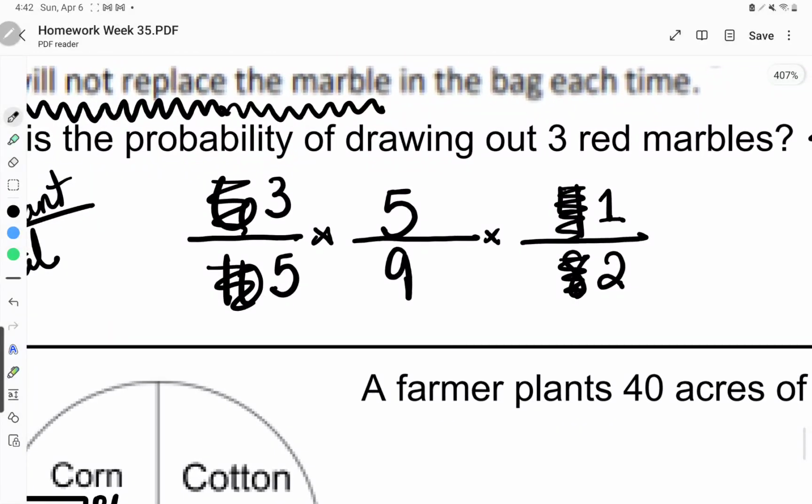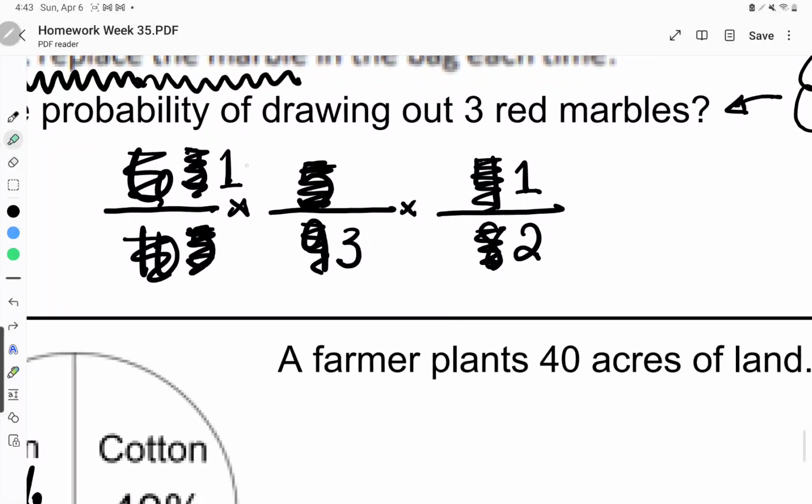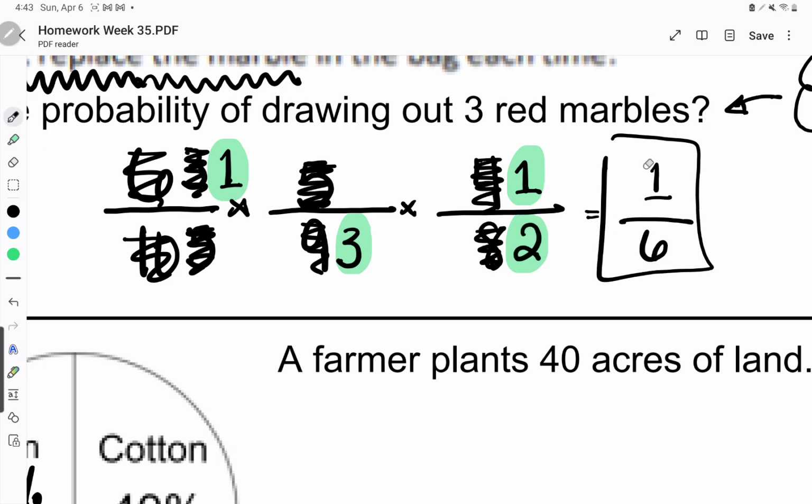Now I check my diagonals. So I'm going to start with 3 and 9. And what are both 3 and 9 divisible by? 3. So 3 divided by 3 gives me 1, and 9 divided by 3 gives me 3. And then I'll check these diagonals. So I have 5 and 5. That's the exact same number, so I can just cross those out. And then I'll check these diagonals, and I have 3 and 1, which cannot be simplified. And then I have nothing and 2, which definitely can't be simplified. So now I just do tops times tops and bottoms times bottoms. I have 1 times 1 and 3 times 2. And 1 times 1 gives me 1, and 3 times 2 gives me 6.